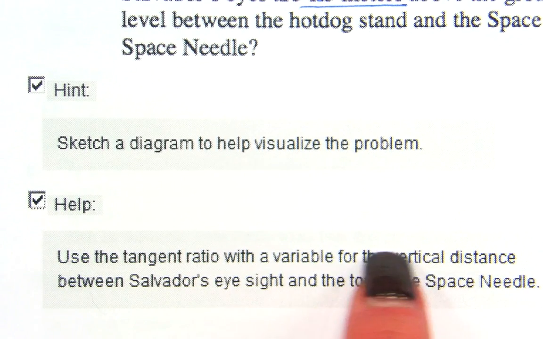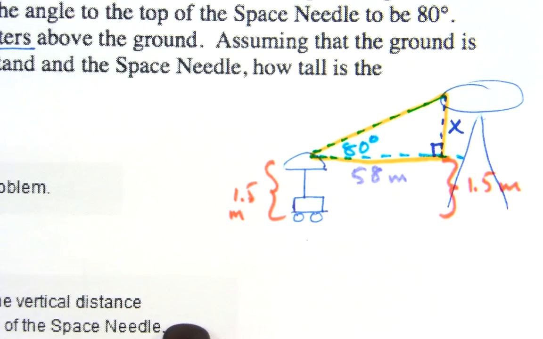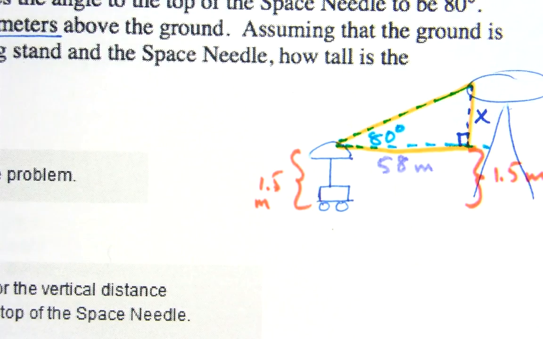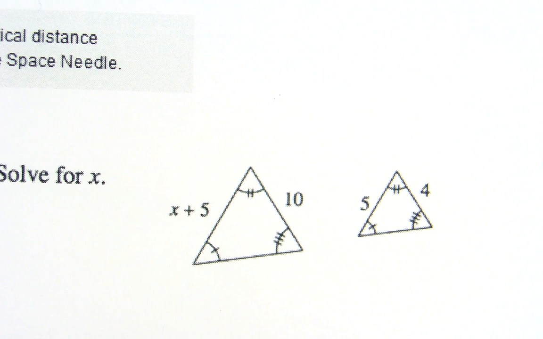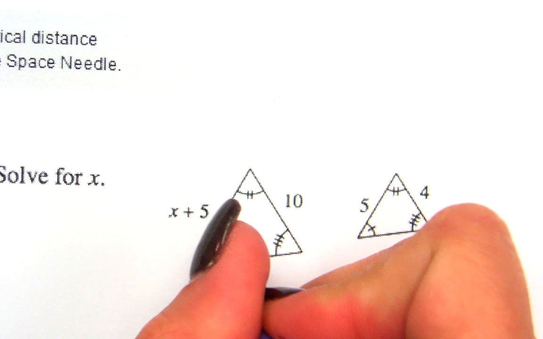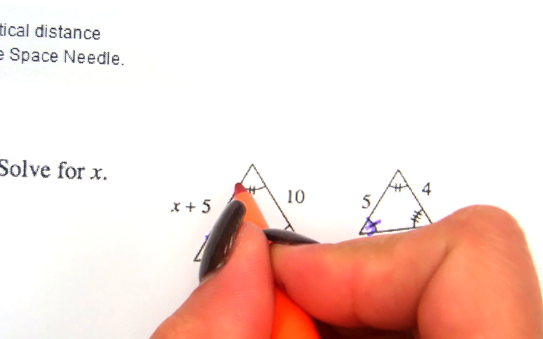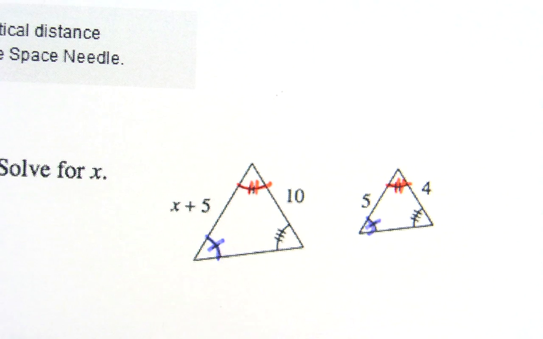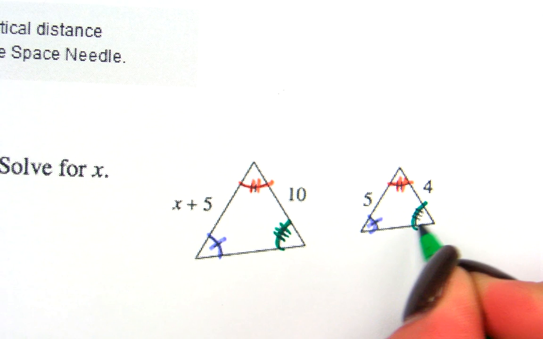Use the tangent ratio for the variable vertical distance, and the top of the line. Sketch a diagram. Here's a diagram. Okay, I'm really proud of my hot dog stand, by the way. Examine the triangles at the right, solve for x. Okay, if it's kind of hard for you to see, I'm going to color code these really quickly. This is the same, this is the same. Okay, this one has 2, this one has 2, and then let's use, that looks red, so let's use green. And this is 3, and this is 3.